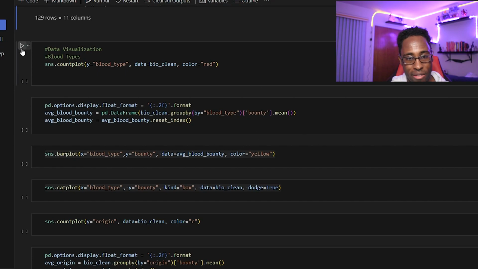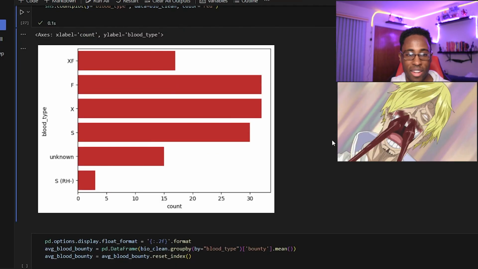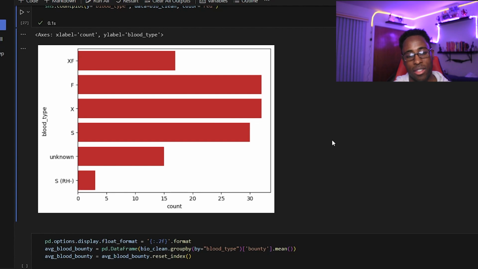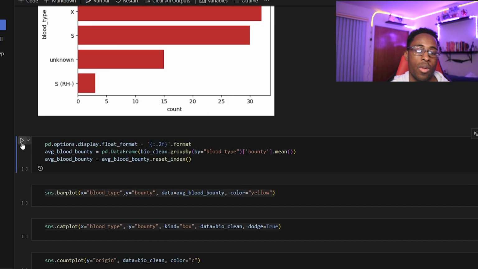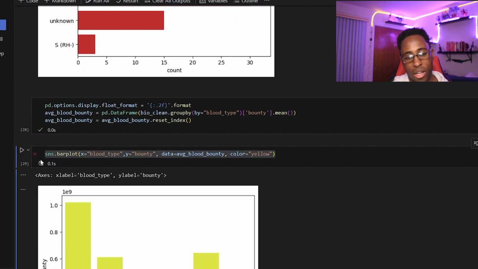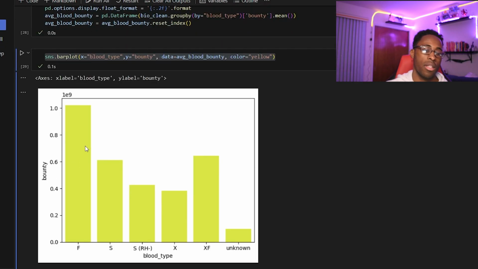So the first plot we have is our blood type plot, conveniently put in red, and we can see that the highest counts of characters by blood type are F, X, and S, followed by XF and unknown, and then a rare blood type of character bounties have with S or H. I thought that was something that would be super interesting, but it's actually not. And what I mean by that, in our next visual we'll look at the average bounty by blood type, and you can see that F dominates the list.